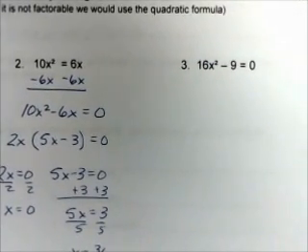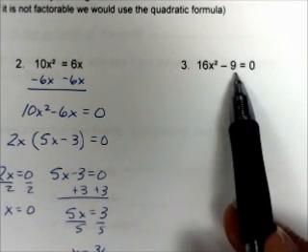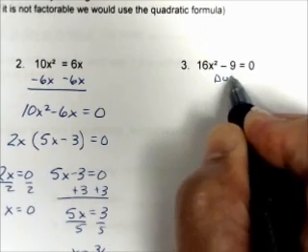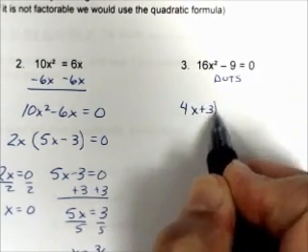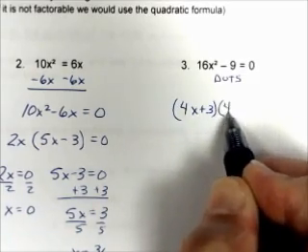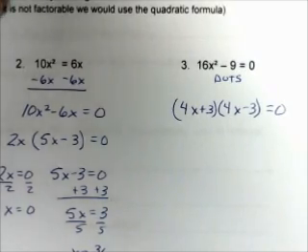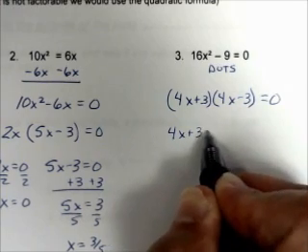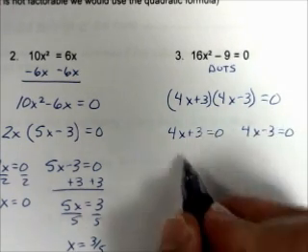Next, number 3, 16x squared minus 9. It's in standard form. Recognize this as being the difference of two perfect squares. Difference of two squares. So this factors into 4x plus 3 times 4x minus 3. Again, continue with our equation equals 0. It's in factored form. Now you set each factor equal to 0. And then solve each equation individually.